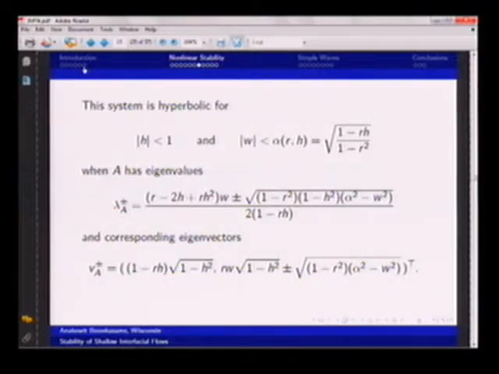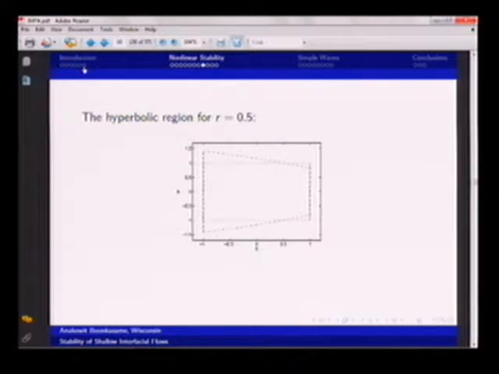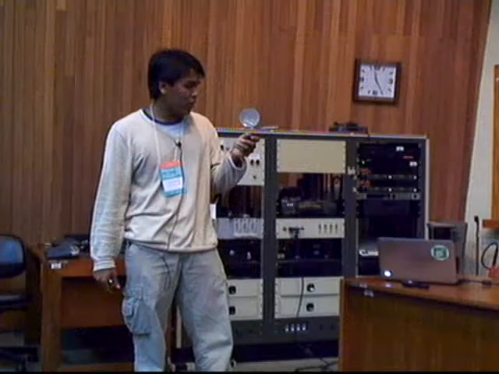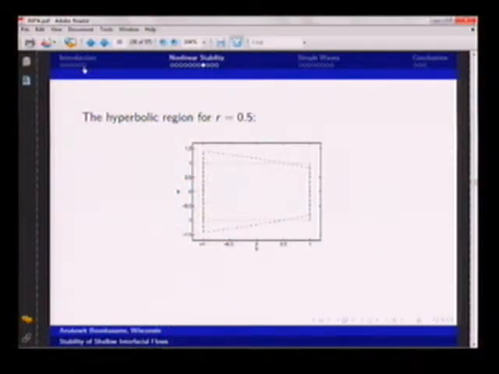Okay, let me show you what the hyperbolic region looks like. It looks like the dashed curve. It has curved top and bottom boundaries, and I plot it in comparison with the hyperbolic region for the system with the Boussinesq approximation, which is a square. So you can see that when H is close to -1, which means the top layer is much thicker than the other one, the system can actually withstand more shear.